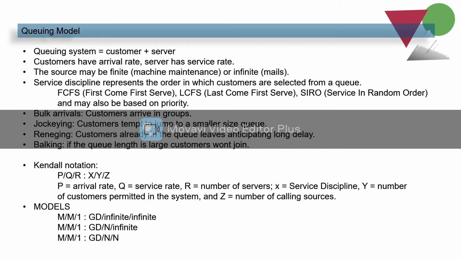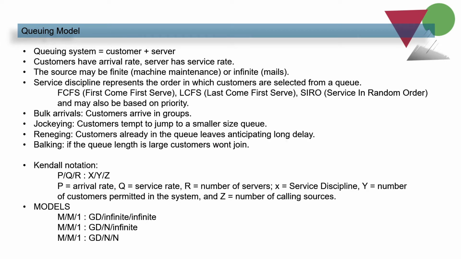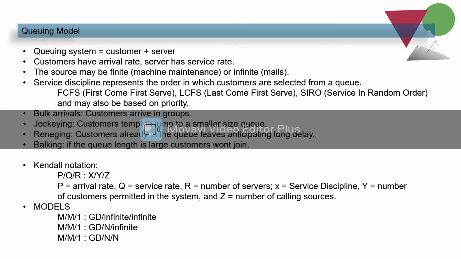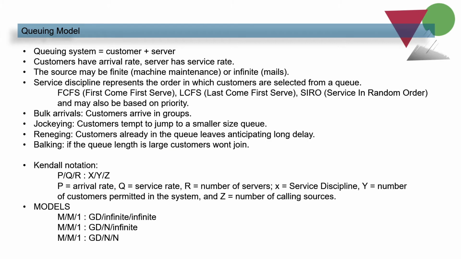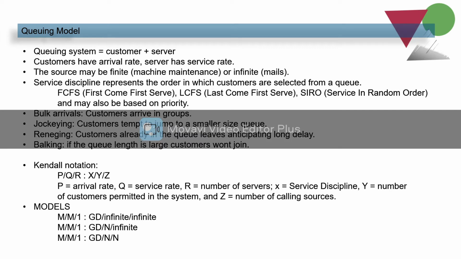And yes, queuing model. A queuing system comprises both the customer and server, and the customers have arrival rate and the server has service rate. This arrival rate is represented with lambda, and the service rate is represented with mu, and the utilization factor rho is denoted by lambda by mu, and it should always be less than 1, as if the arrival rate is greater than the service rate, then the customers will be left over after 1 hour. Let us take this rate per hour.